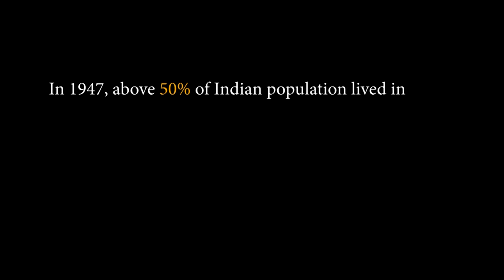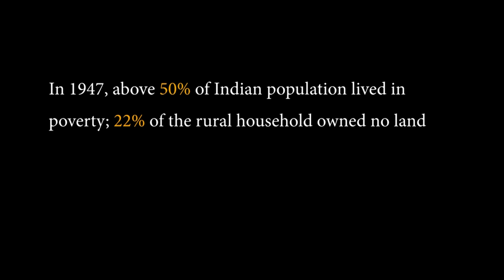Today my topic is the planned economy, land, labor, industry and education. By the time British imperialism had withdrawn from India, it had systematically destroyed all the fibres and fabrics and foundations of Indian society and economy. Particularly, the Indian economy was in shambles. In 1947, above 50% of the Indian population lived in abject poverty.